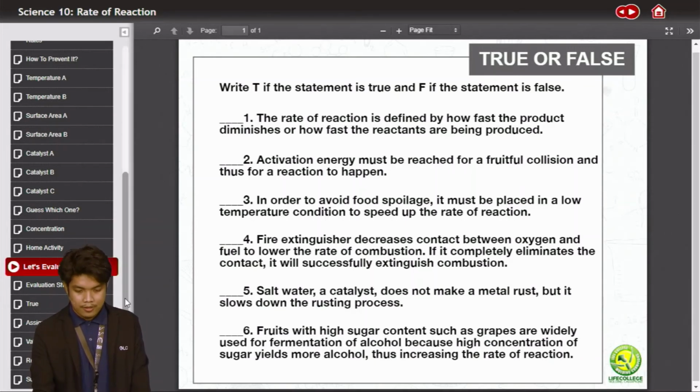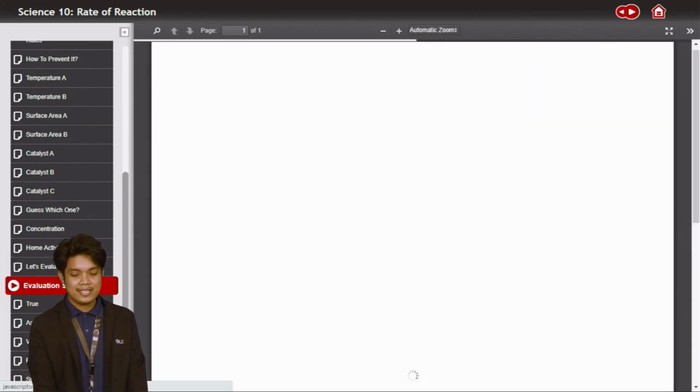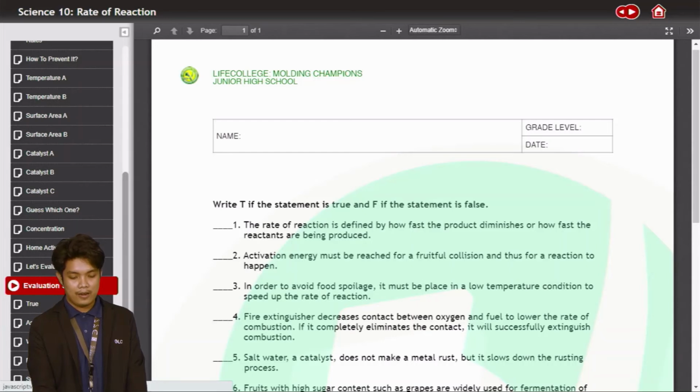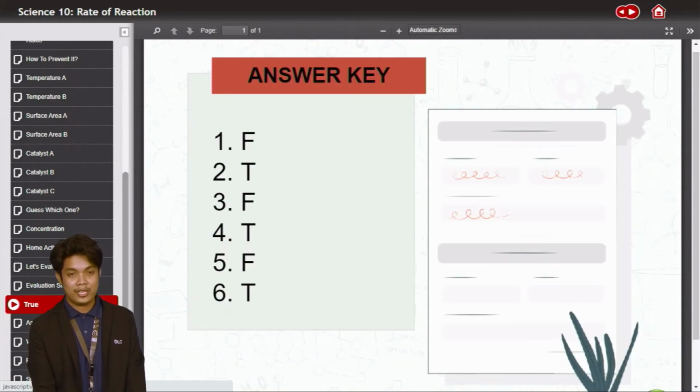Now that you've answered, let's check. The answer keys are... This is also the evaluation sheet. If you want the worksheet, or you don't have an internet connection, you can answer that. So the answer keys are F, T, F, T, F, T. That's our answer.